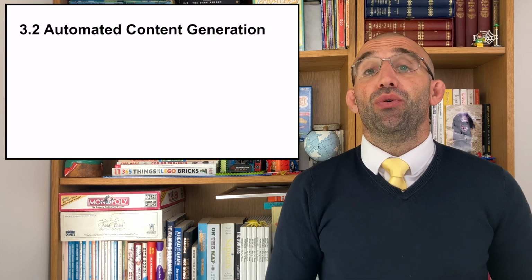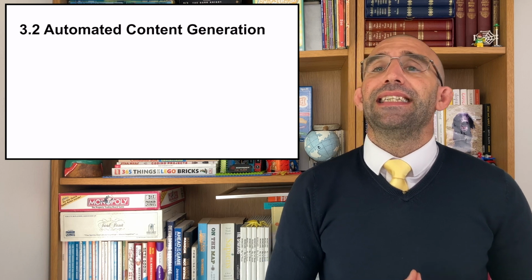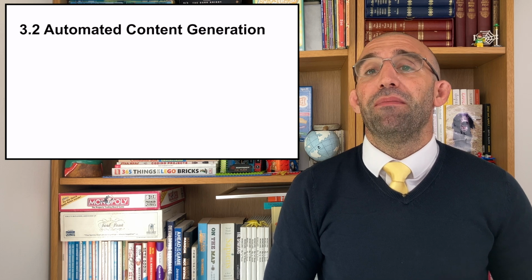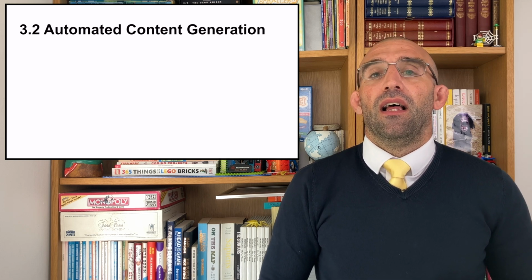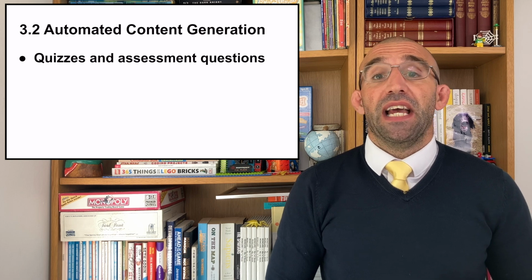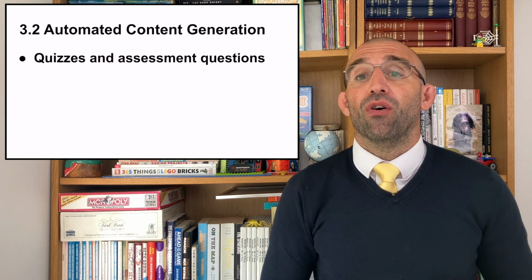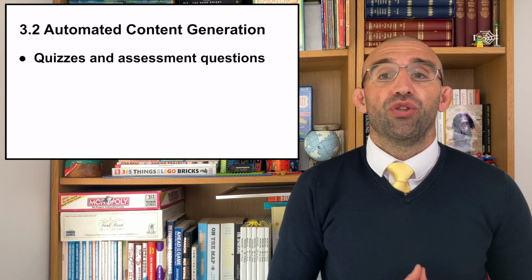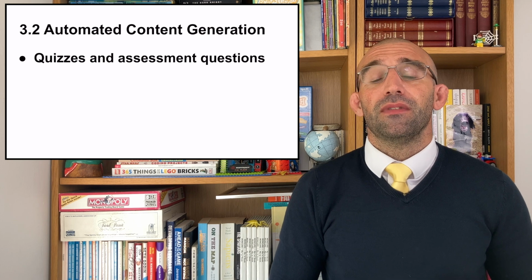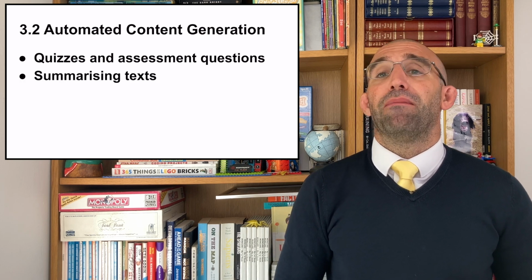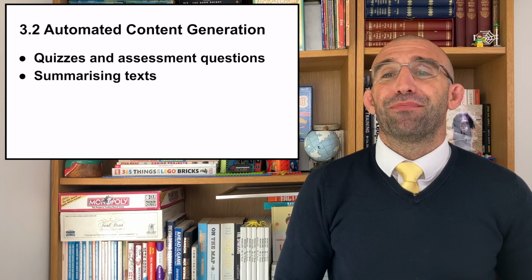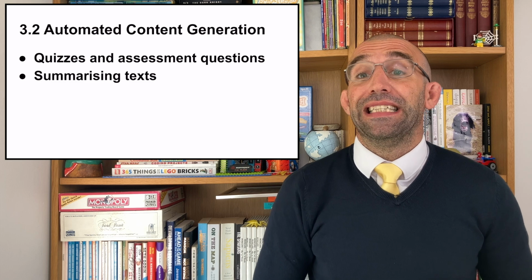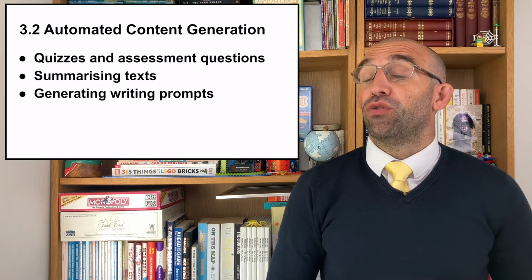Generative AI like Google Gemini or ChatGPT excels at creating text-based content, making it incredibly useful for educators. They can create quizzes and assessment questions. If a teacher provides a text or topic or set of learning objectives, an AI can generate multiple choice, true or false, short answer or even essay questions. It can also summarise text. If you upload a lengthy article, a complex chapter or meeting notes, AI can condense it into a summary suitable for different reading levels. Writing prompts can also be generated.